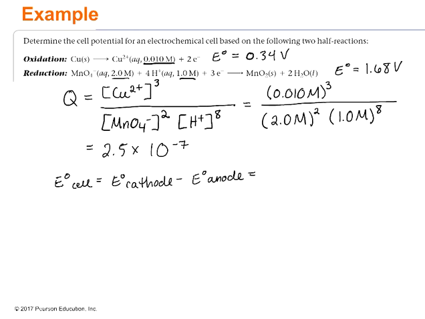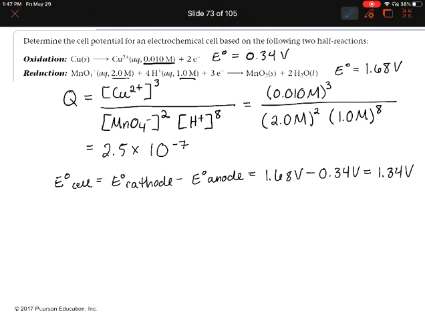And which half cell is the cathode? The reduction half reaction, right? So we'll put that first, 1.68 volts, and we'll subtract 0.34 volts. So when we calculate that, we should get 1.34 volts. Ooh, okay, so we have everything we need.